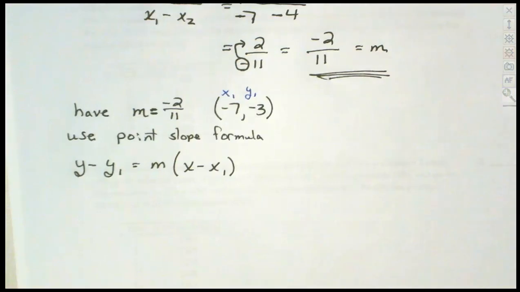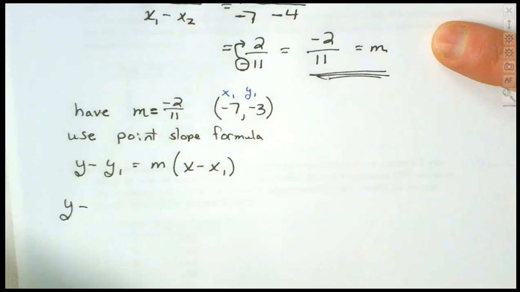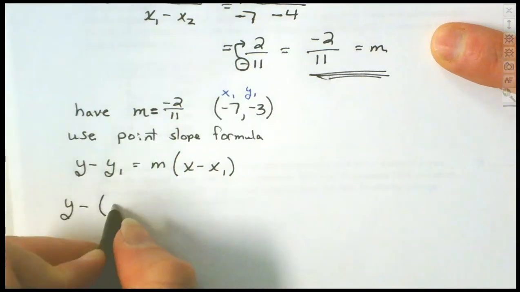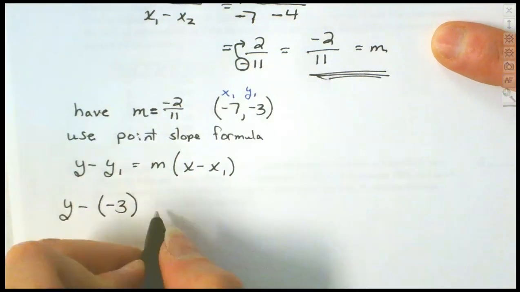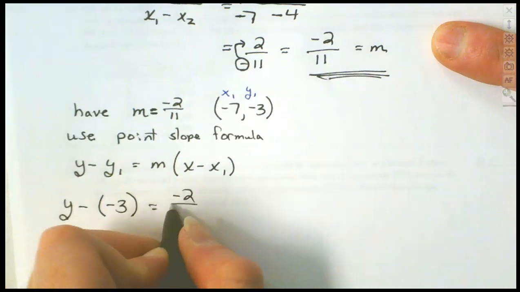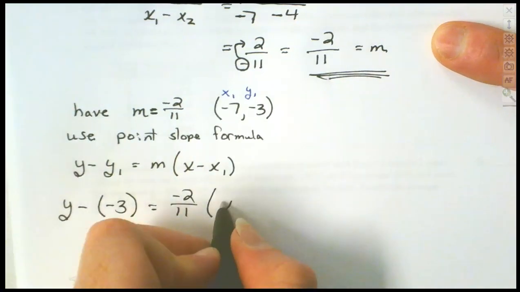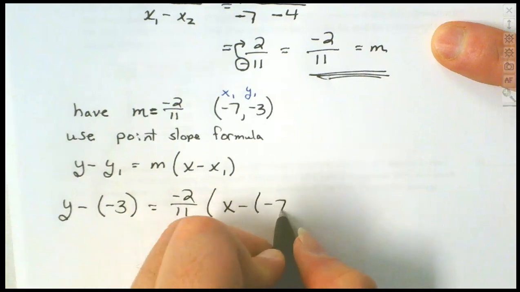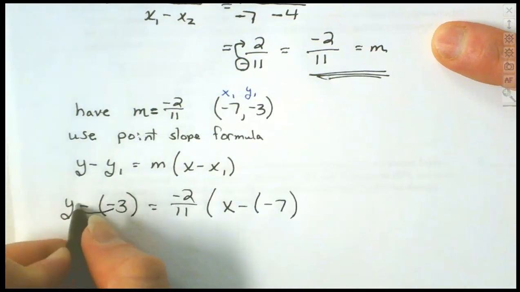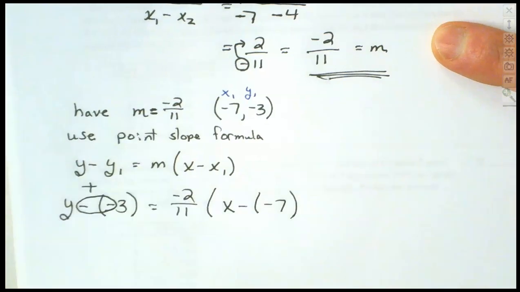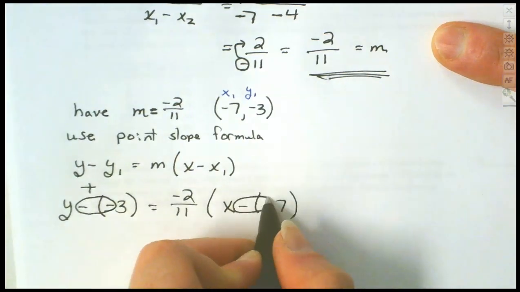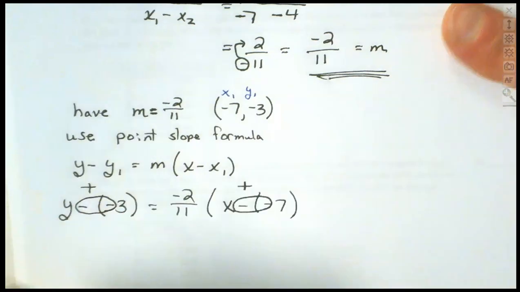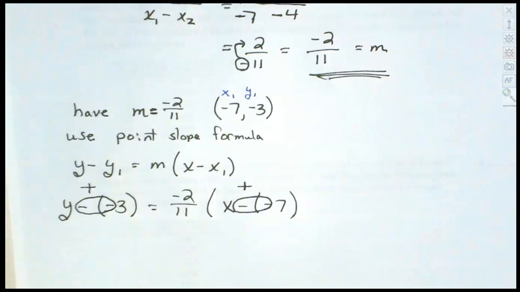Now again, watch out for double negatives. That's where students tend to make the mistakes. So we've got y minus y1, which is y minus 3, equals minus 2/11 times x minus negative 7. Double negative here makes it a positive 3. Double negative here makes it a positive 7. Take your time and work these out.